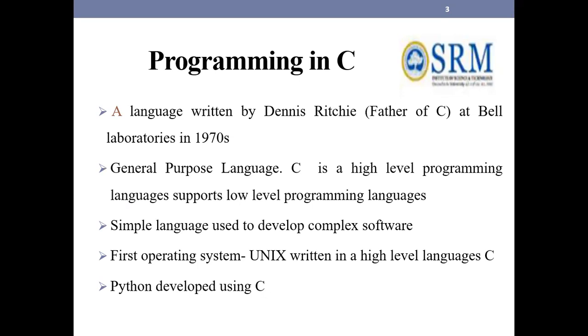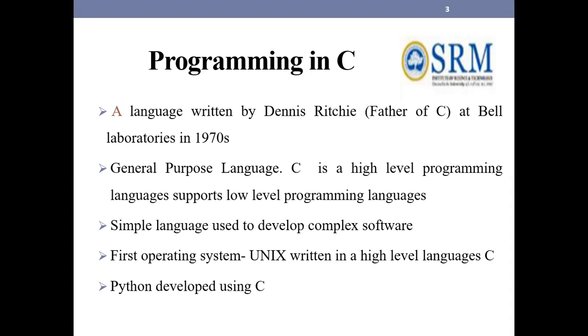C is a general purpose language. It can be used for developing application programs and it can be used for writing operating systems and low level programs that can connect with the hardware. So C is a language that supports high level and low level applications. It is used to develop complex software. C is a simple language, but it can be used to develop very complex software.